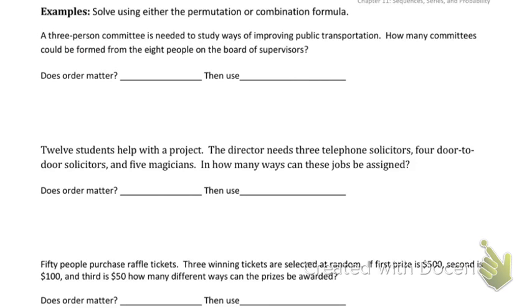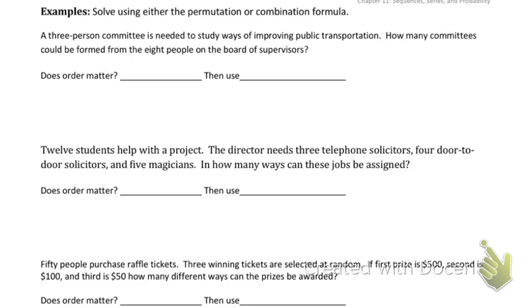All right, some examples. Solve using either permutation or combination. So that means we need to decide, does order matter or do we not care about the order? The first one says a 3-person committee is needed to study ways of improving public transportation. Let's stop there. A 3-person committee. Do you care if you're committee member number 1, number 2, number 3? No, we do not care about order in that one.